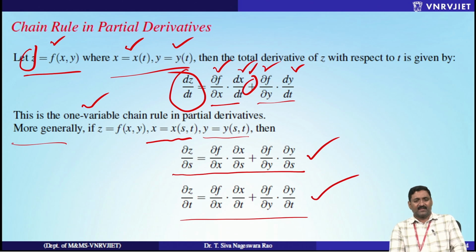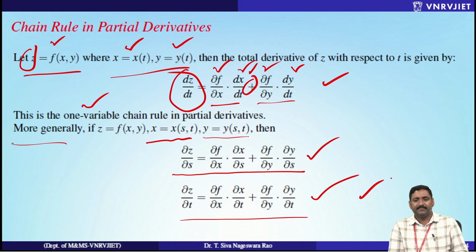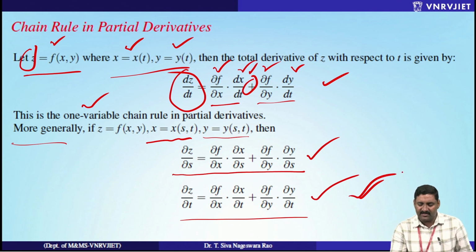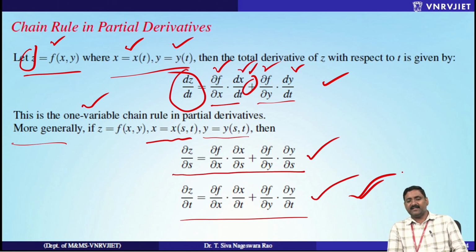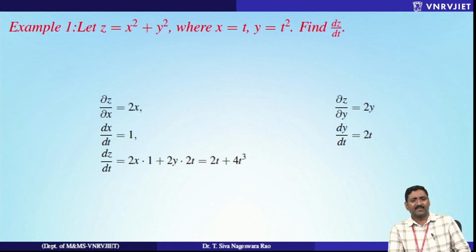Now, the difference between first one and second one is, here in the first one, z is depending upon single independent variable t, but before that, z is depending upon two independent variables x comma y. This is chain rule in one variable. Now coming to the second one, this is chain rule in more than one variable. Like this we can extend for three variables also. Now we will see one example.